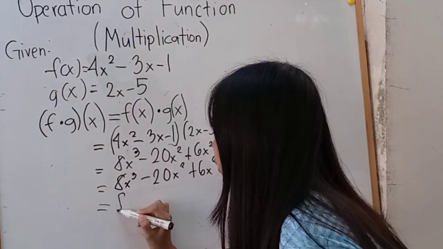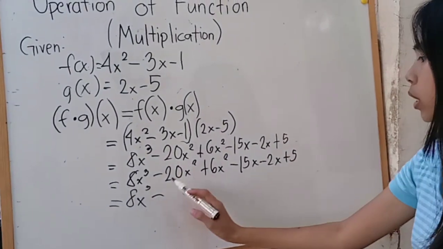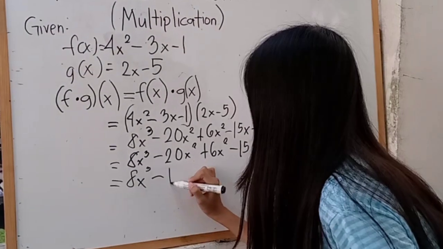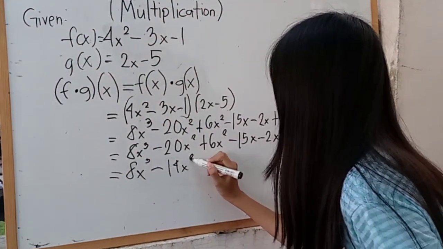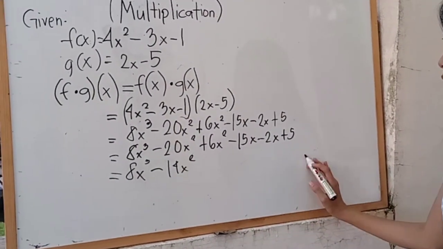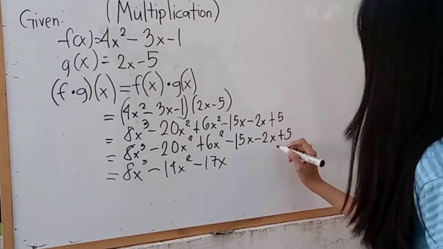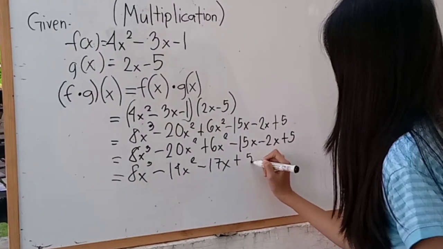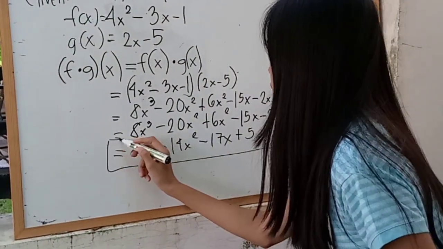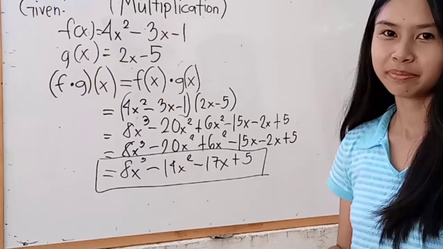Bring down the 8x cubed. Then simplify the negative 20x squared plus 6x squared, which is equal to negative 14x squared. And then negative 15x minus 2x is equal to negative 17x. And then bring down 5. So this is now the final answer of our multiplication of function.